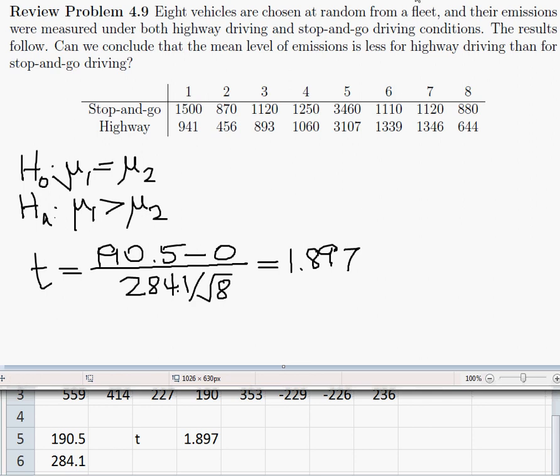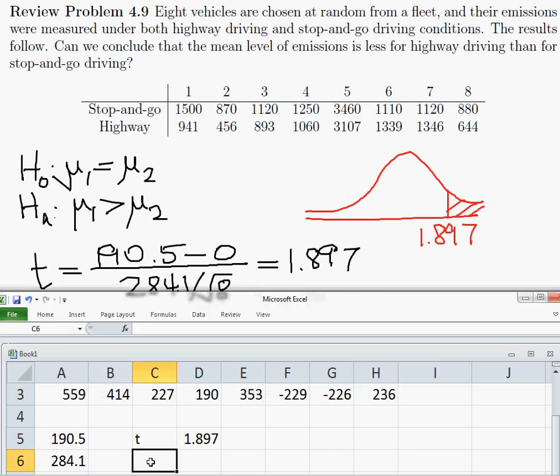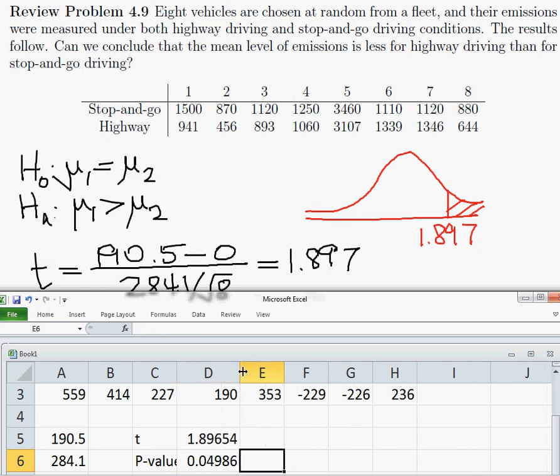And so let's figure out the area, this time to the right of 1.897. So the p-value will be the area to the right. So the p-value will be equal to t.dist.rt of this number with 7 degrees of freedom, which gives us approximately 0.05, and if I get more places, 0.04986.